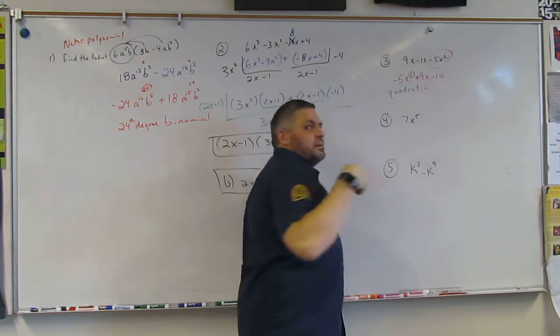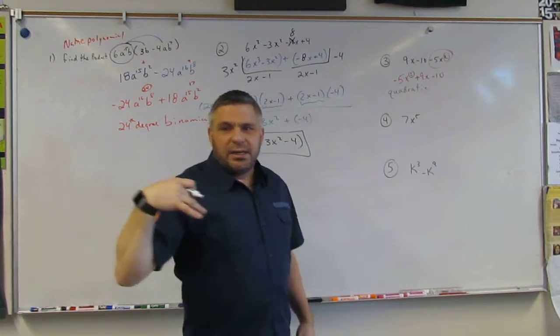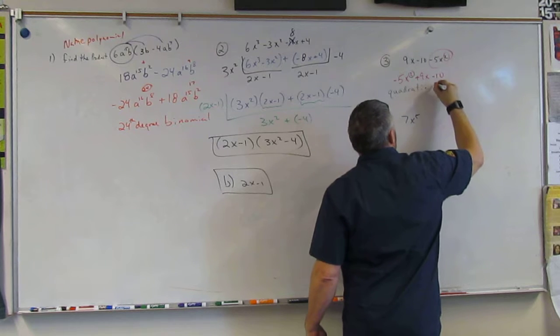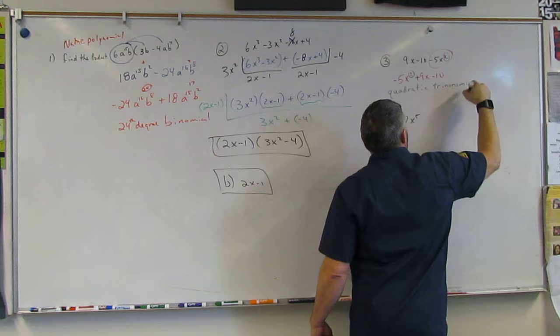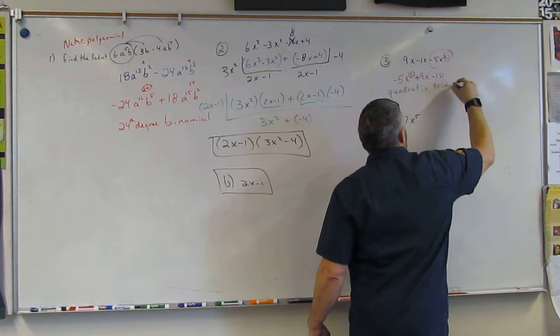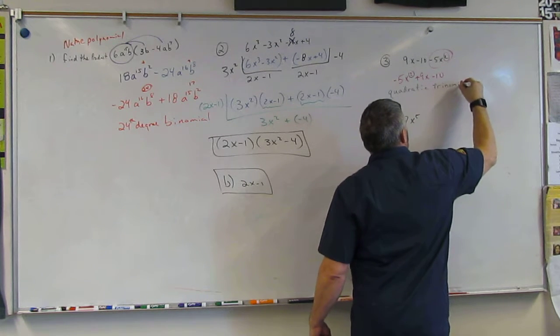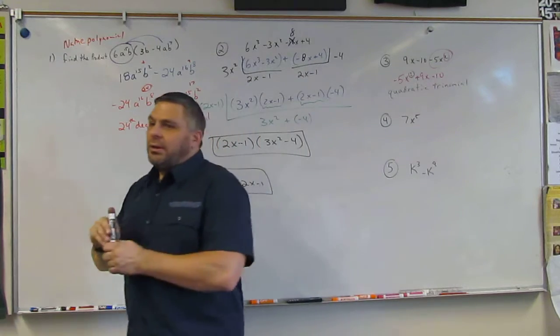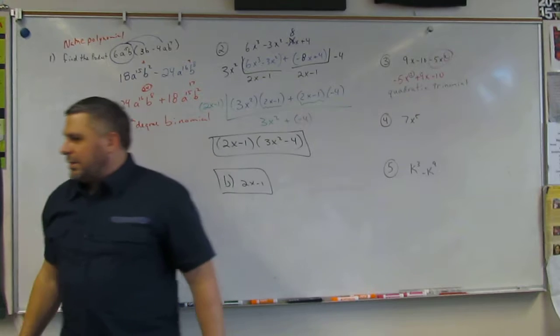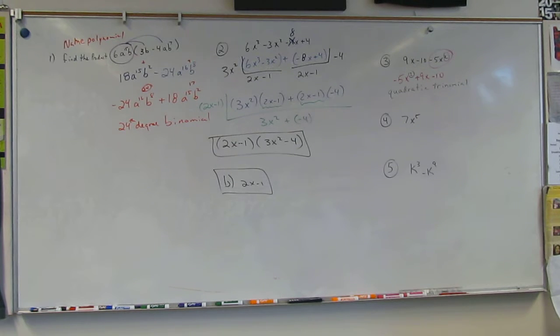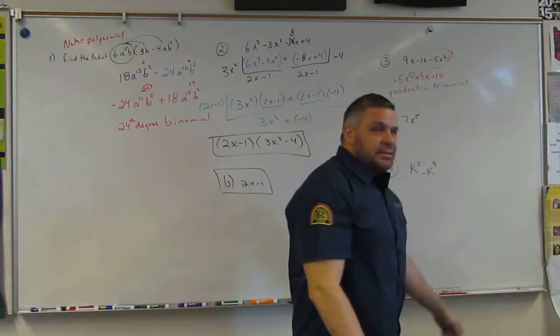And we call it a mono, bi, or tri? Trinomial. Trinomial? Not trinono. Trinomial. There we go. Alright. Next.